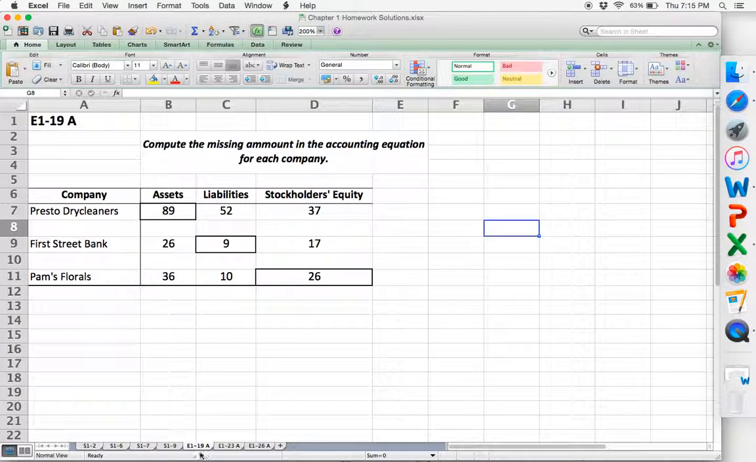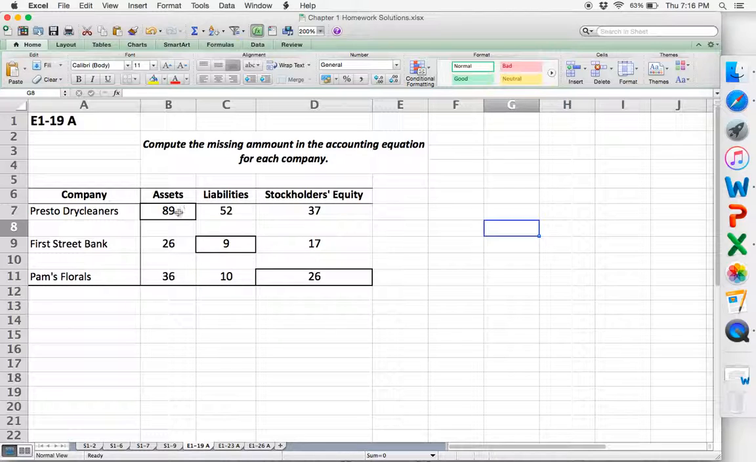Right, moving on to E1-19A. So this is kind of a repeat of, I think, S1-7, where we're just doing a little bit of math. Again, they've provided these 3 different companies, and we have to find the missing number. So again, it doesn't have equals and plus right here, but we're going to assume that it does because we are, again, dealing with the accounting equation.